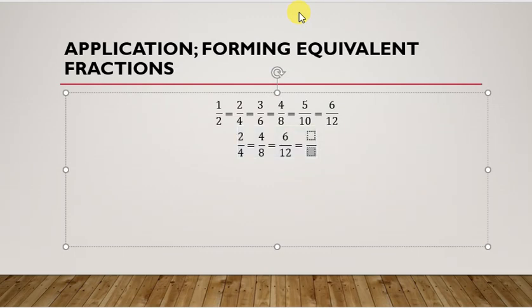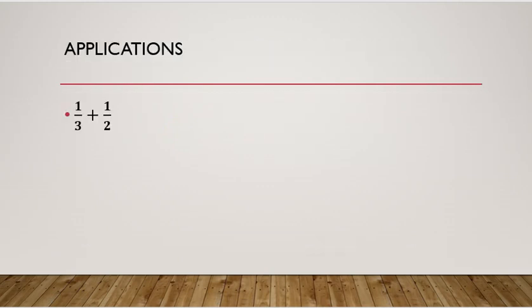We add 4 to 12 to get 16. We add 2 to 6 to get 8. Good, let's rest here and look at how we're going to do these processes. So 4 out of 8, 6 out of 12, together with 8 out of 16 are all equivalent fractions of 2 out of 4. Brilliant.